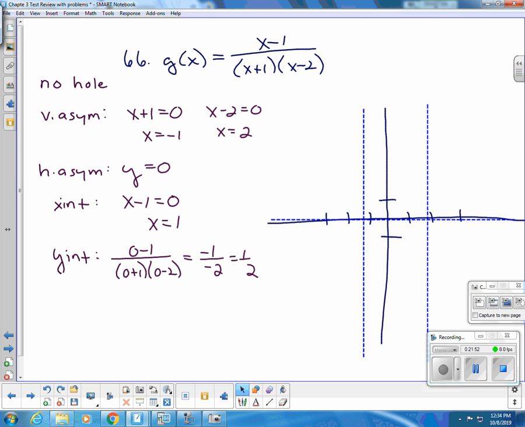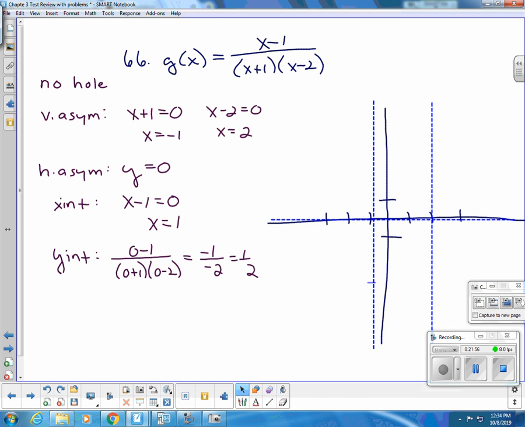All right, so here are our asymptotes drawn in. My x-intercept is at 1. My y-intercept is at 1/2. So you've got to figure out, am I coming in above the horizontal asymptote and going up, or am I going below on the left side? So what number am I going to put in? -2. On the left side of this guy.